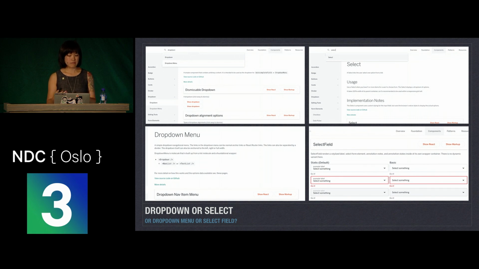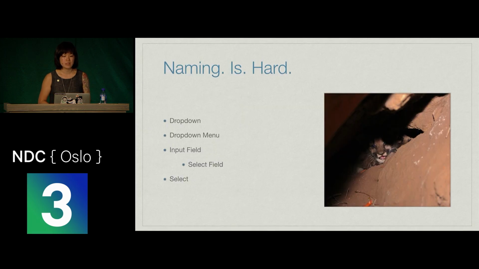Another issue that we saw was that selects are notoriously hard to customize. So I don't actually know if this is a native select or something that we've created ourselves. And again, naming is hard. So we have the drop-down menu. The select field is actually a subcomponent of the input field, and then we also have a select component.